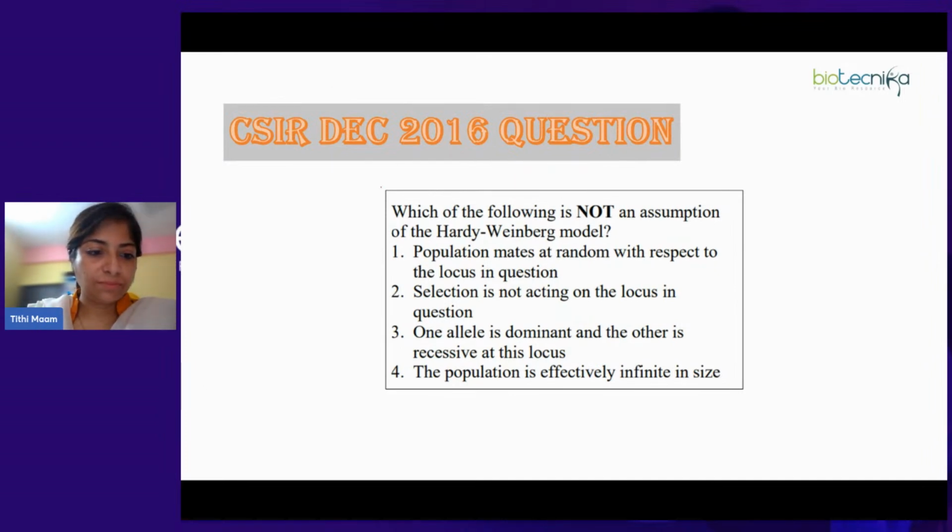Right. So this question was asked in December 2016. Which of the following is not an assumption of Hardy-Weinberg model? Population meets at random with respect to the locus in question. Second option, selection is not acting on the locus in question. Third option, one allele is dominant and the other is recessive at this locus. And fourth option, the population is effectively infinite in size.